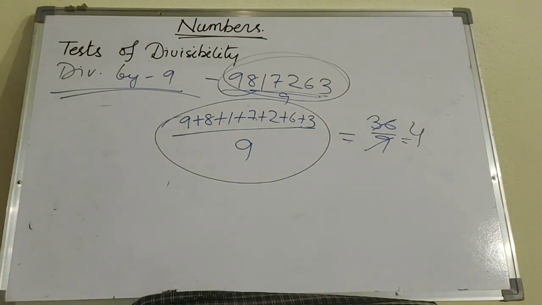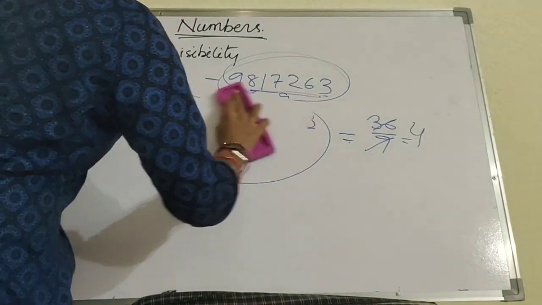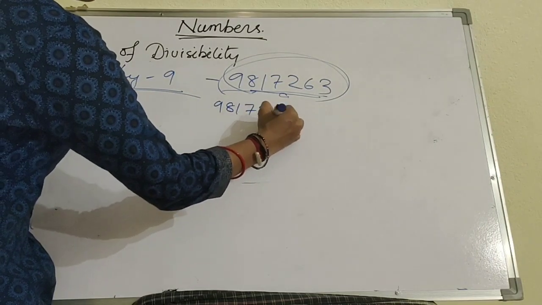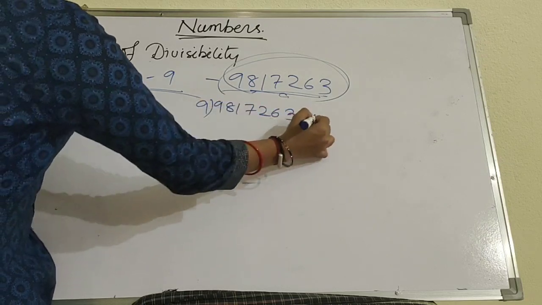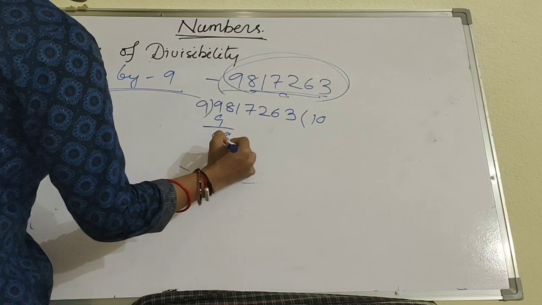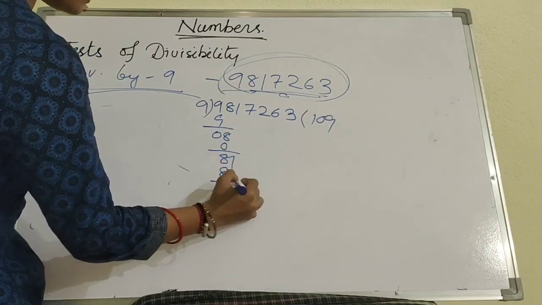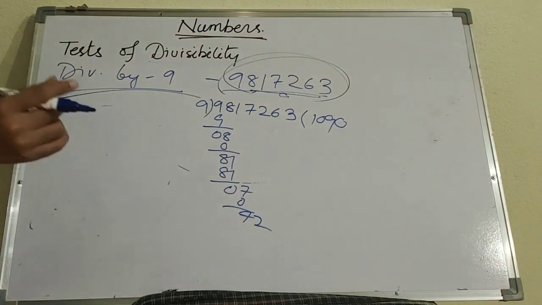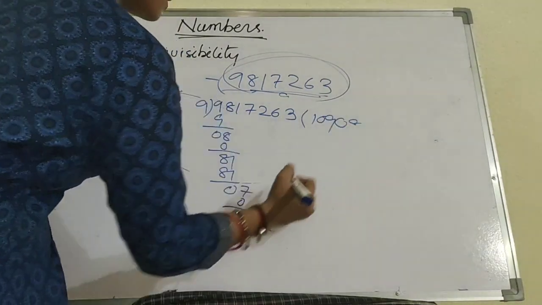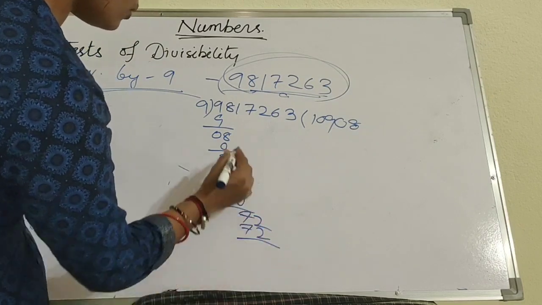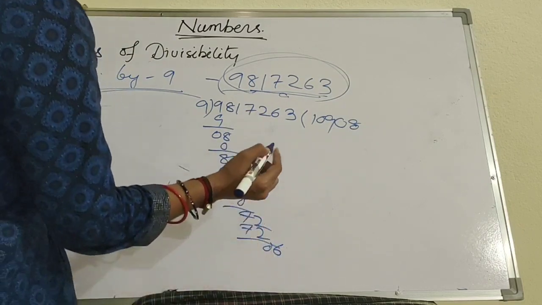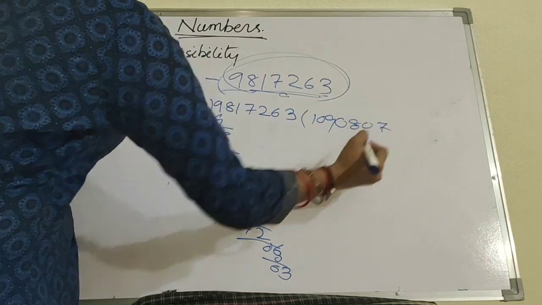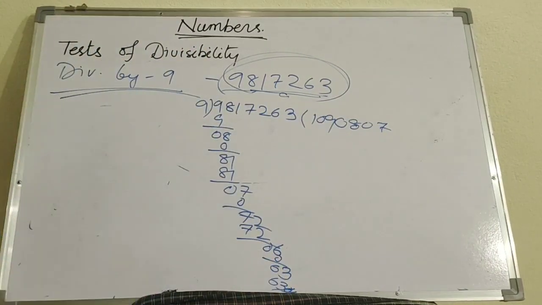So let's do the example. 9817263. 9 ones are 9, remainder 0, 8. 9 nines are 81, remainder 0, 7. 9 eights are 72, remainder 0, 6. 9 sevens are 63 and the remainder is 0.